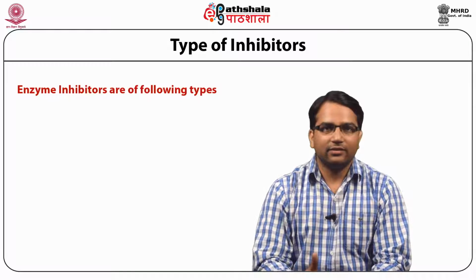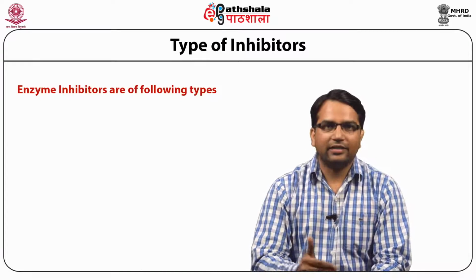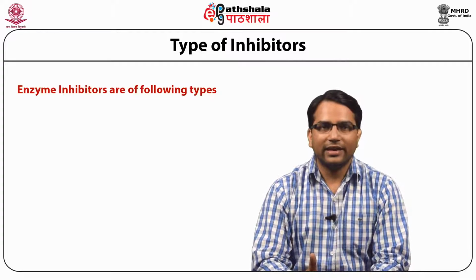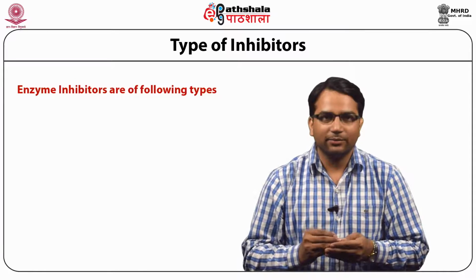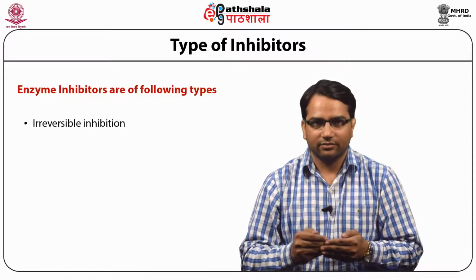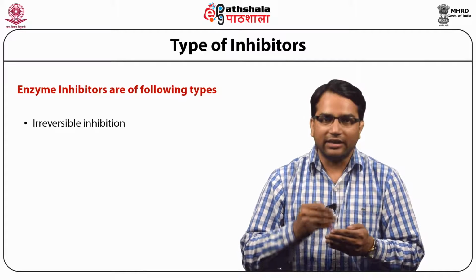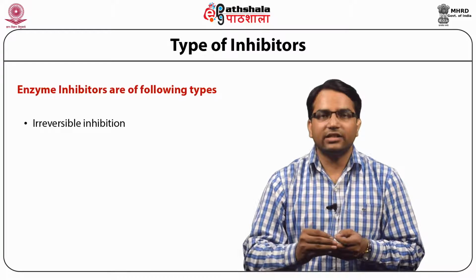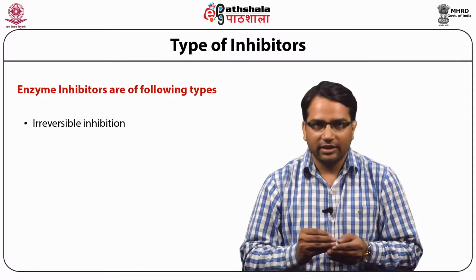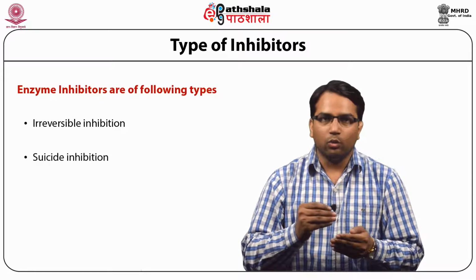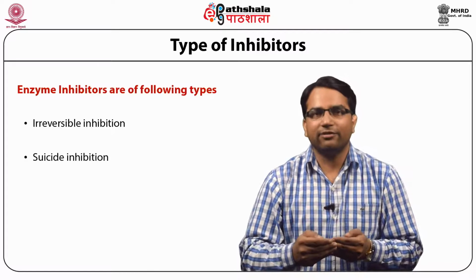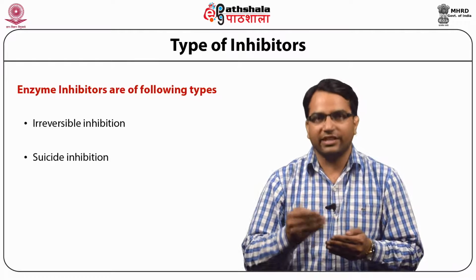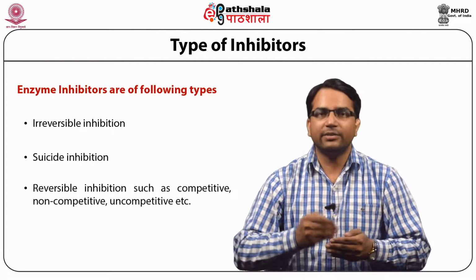So different types of inhibitor are there. The first is irreversible inhibition, where the reversibility of the inhibition is not there. That means once the inhibition is done, you cannot reverse it. Then suicide inhibitor, a specific case of covalent modification inhibitor, which is also known as mechanism based inhibition. Then the third one is reversible inhibition.